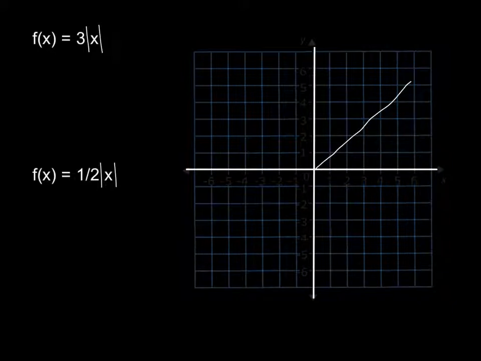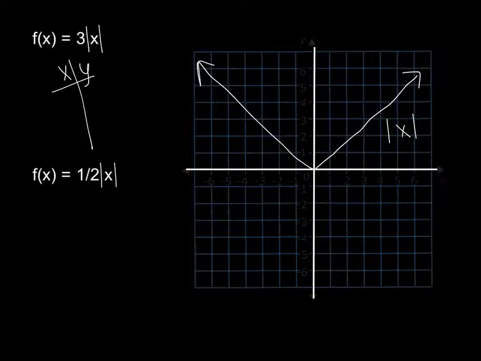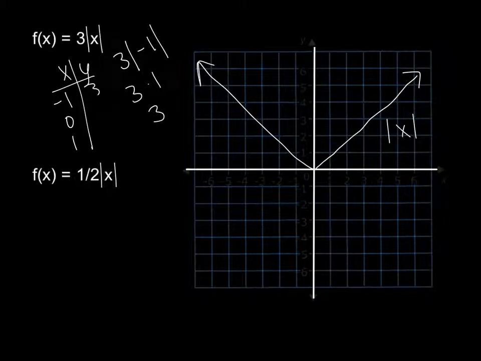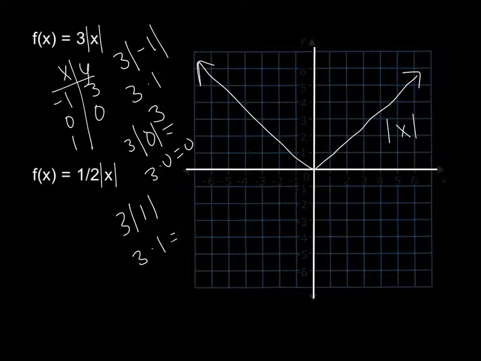Well, here's our normal function, the absolute value of x. And now we're going to plug a 3 in front of it. So we're going to plug in negative 1, 0, and 1. 3 times the absolute value of negative 1 is 3 times 1, which is 3. 3 times the absolute value of 0 is 3 times 0, which is 0. And 3 times the absolute value of 1 is 3 times 1, which is 3.